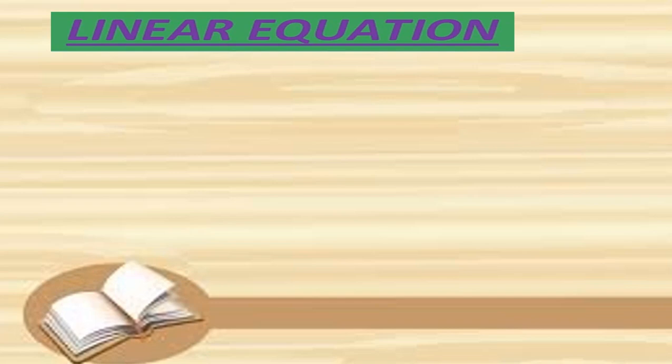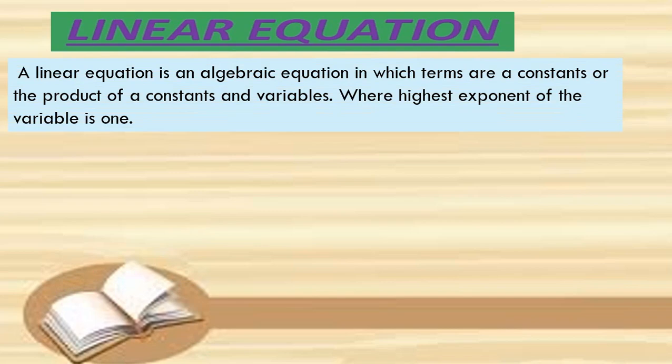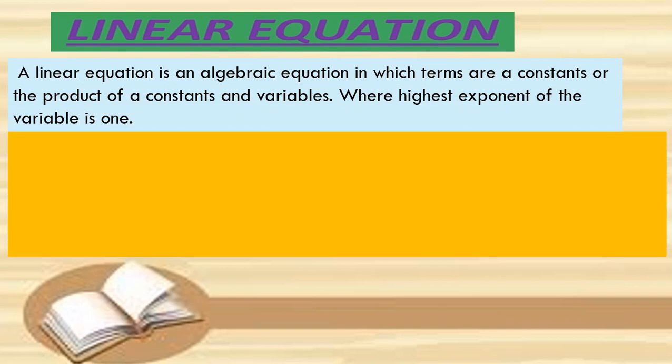The linear equation, as we know, is an algebraic equation where the highest exponent of the variable is 1; the equation is then known as a linear equation. If the equation has one variable, it is known as a linear equation in one variable. If it has two variables, then it is known as a linear equation in two variables, and so on.